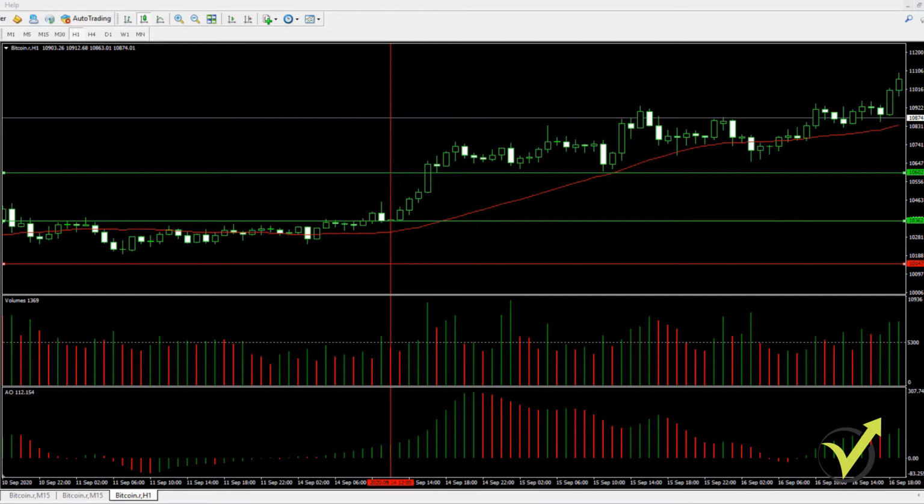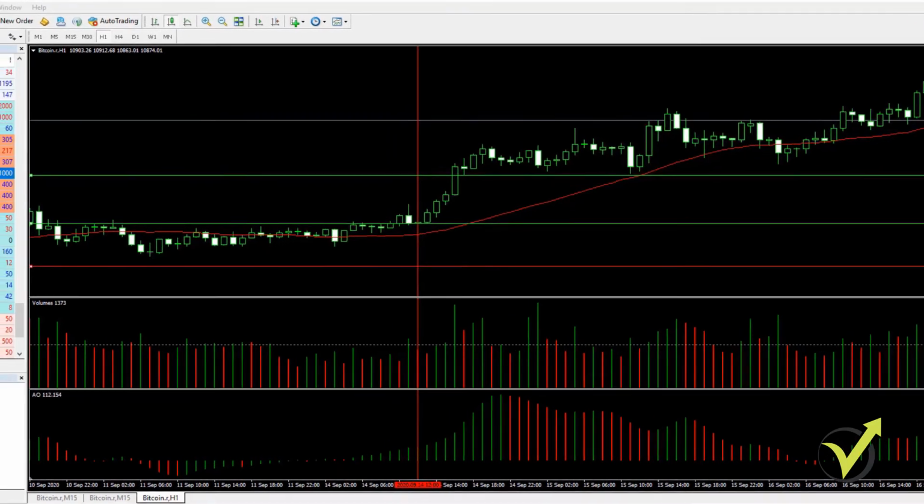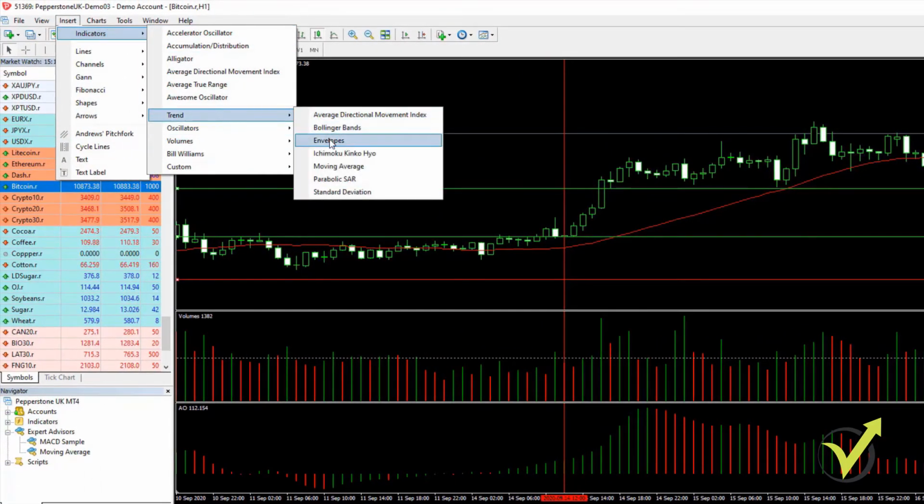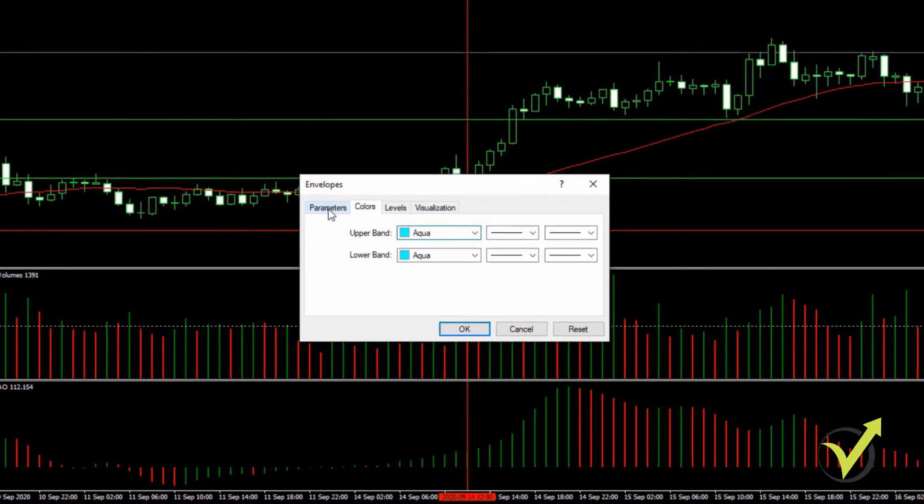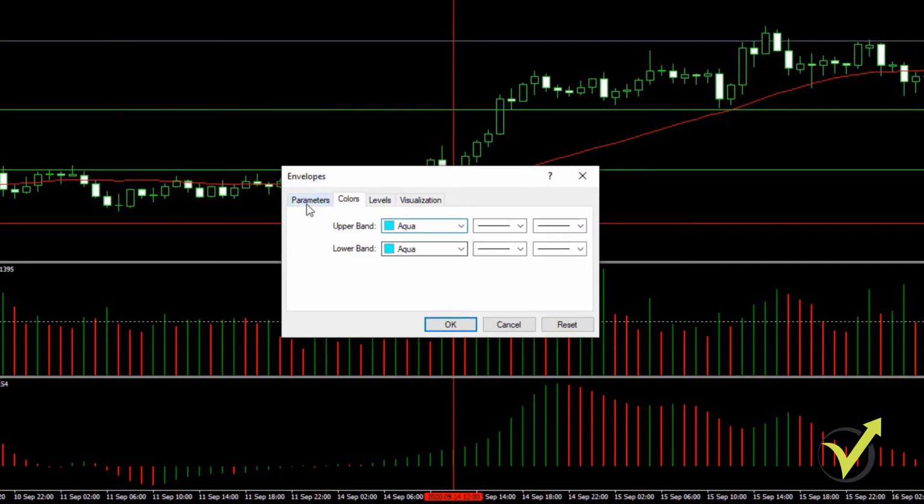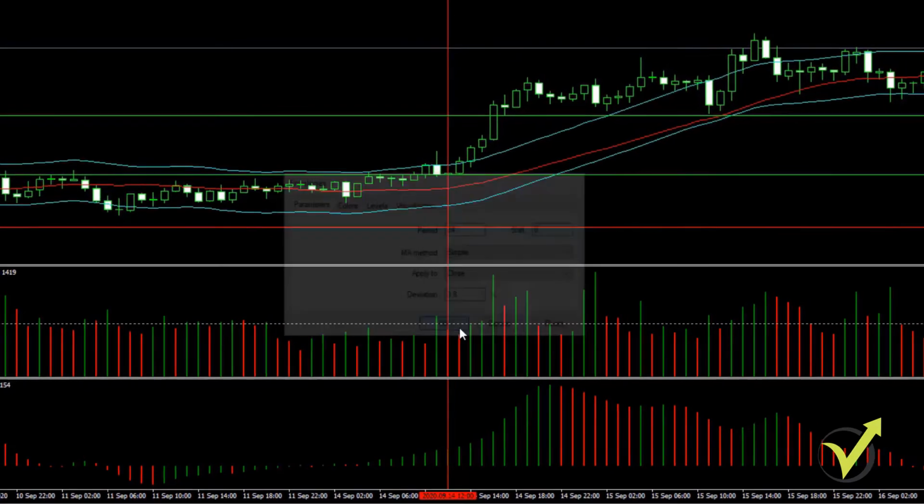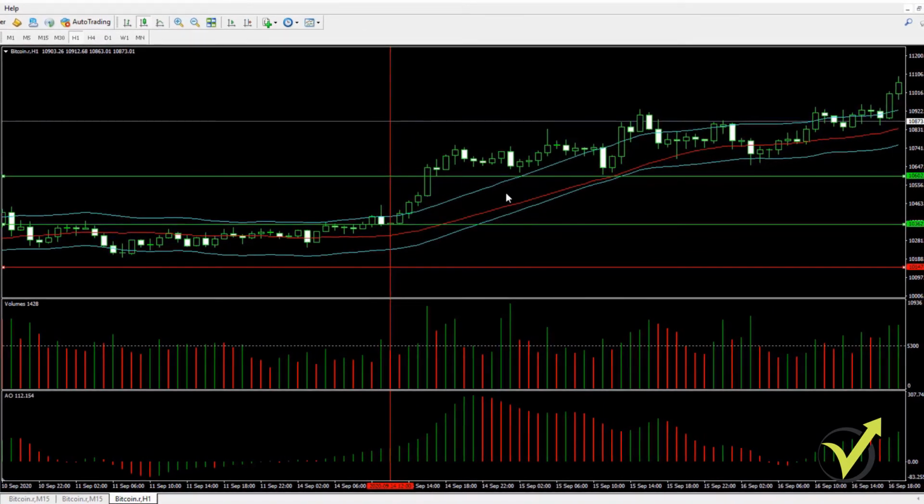Now we have an exit condition as well. This is with the envelopes. So let me put the envelopes. With the other strategy we had the envelopes as an entry, but here it is an exit, and I will keep it both aqua color, but here I have period of 24 and deviation of 0.80. I click on OK, and you will see the envelopes going upwards together with the price in this case.